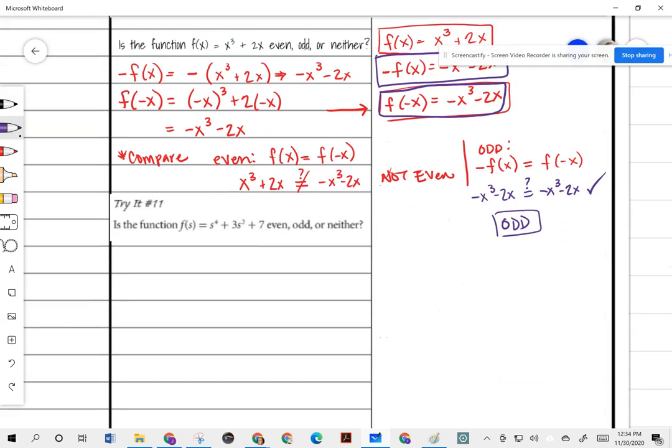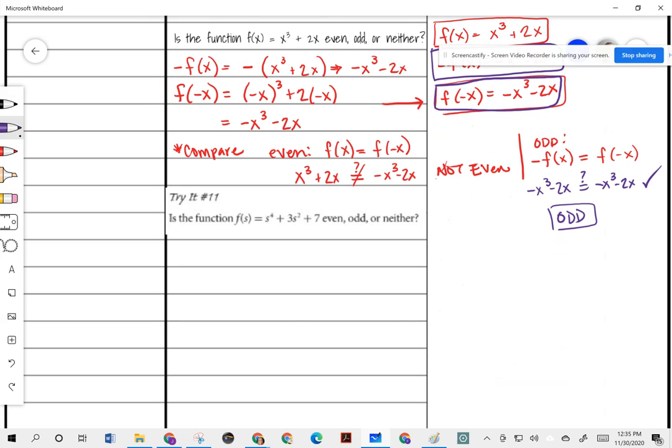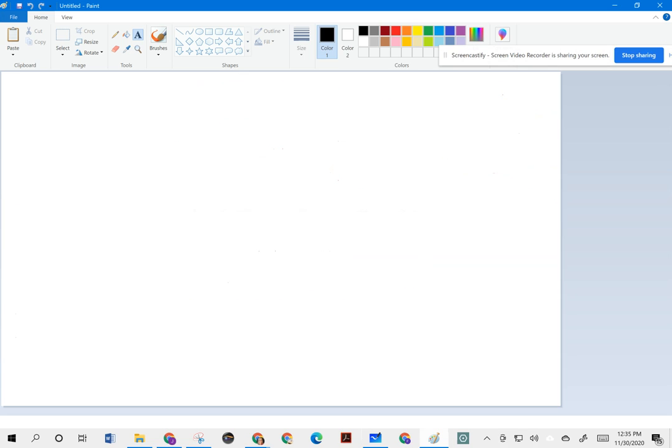Okay. Now let's try this for number 11. Notice that we have the letter s. So the idea behind those is not going to change. You want to be able to compare f of s and see if that is equal to f of negative s, in which case that's going to be even. And then you also want to compare the opposite of function s and see if that is also equivalent to f of negative s. And if so, it's odd. Okay, so let's try that.